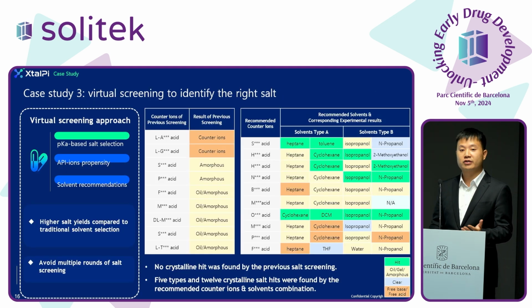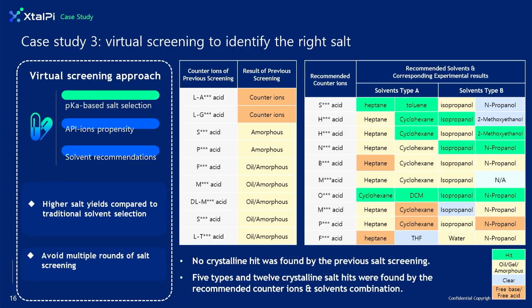Another example is about salt. In this example, the compound is a free base that can form oil and is amorphous. It doesn't really crystallize well. The preliminary salt screening always yielded oil or amorphous material. And then, based on our algorithm, we give you a new list of counterions you can try, and more importantly, give you the solvent for the experiments.